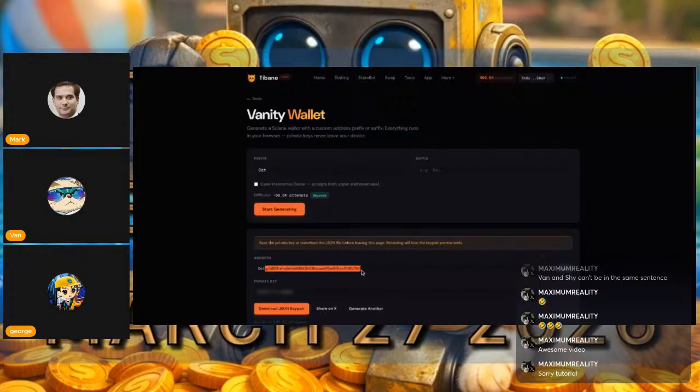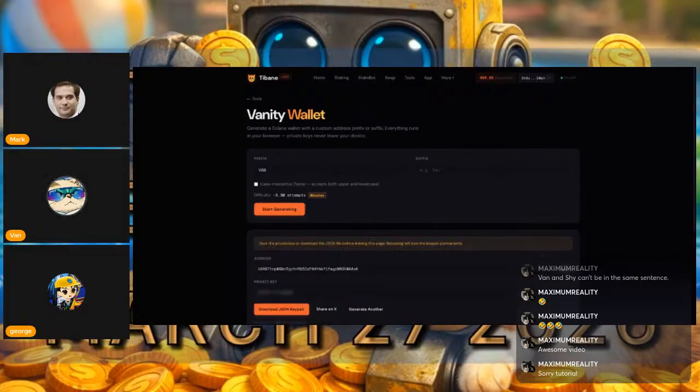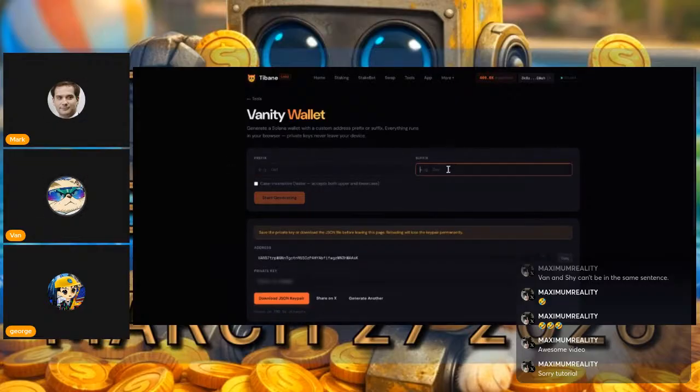So what this is, like George was saying, all the cool kids in the trenches have their vanity addresses with a word or their name, their handle at the end. What you can do here is enter a prefix, which is the beginning of your wallet's address, and you can set a suffix, which is how the address ends, like /pump.